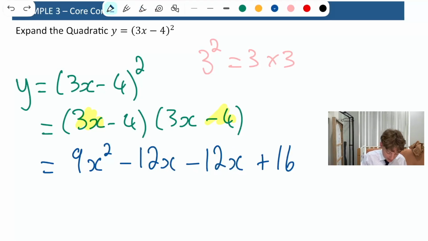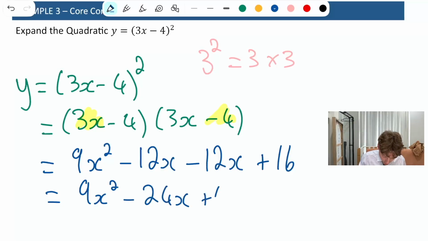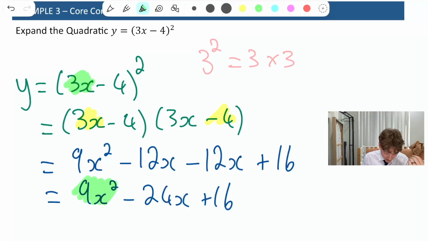So I'm going to collect my like terms. I get 9x squared. -12 and -12 gives -24x. And I've got +16. But there was a little bit of a pattern occurring here. There's a pattern for all of these. I am squaring my first term, and I'm squaring my last term. I've got 3x here. Well, 3x all squared becomes 9x squared. And I've got my -4 on the end here. Well, -4 squared gives +16.